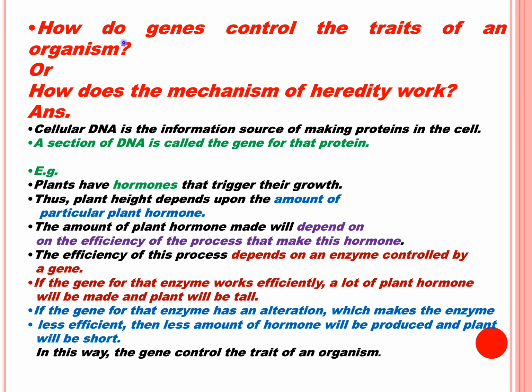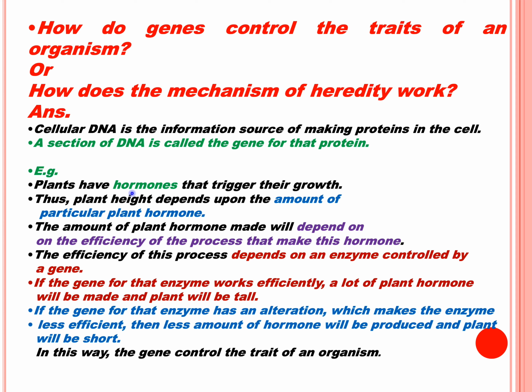Students, you know that the traits of the character of an organism is controlled by a pair of genes. Now let us see how do genes control the traits of an organism. And this question can also be asked that how does the mechanism of heredity work? Students, you all know that cellular DNA is the information source of making proteins in the cell. And segment of DNA or section of DNA is called the gene for that protein. This can be explained with the help of one example.